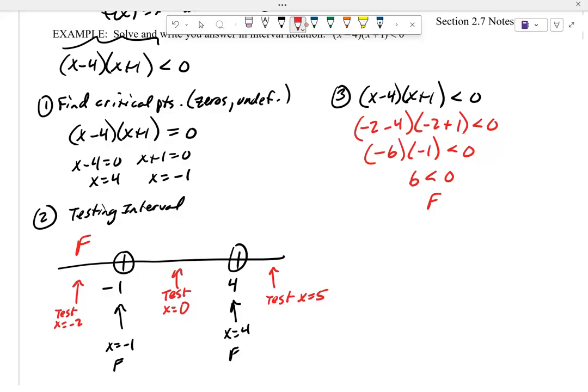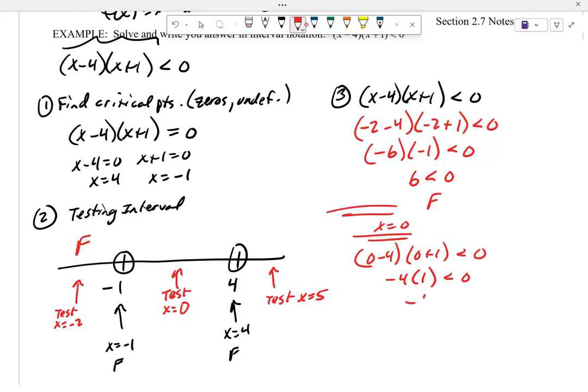Now let's test 0, x being 0. Let's plug that in. So 0 minus 4 times 0 plus 1 is -4 times 1. Is -4 less than 0? Hopefully you say true. Yes, it is. Okay, so between -1 and 4 is going to be part of our solution there.